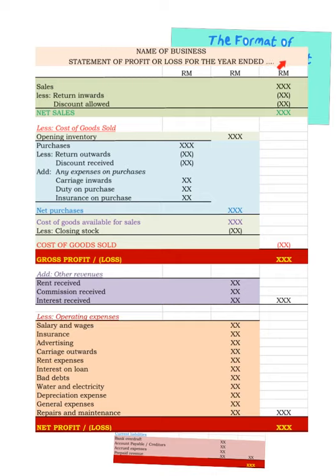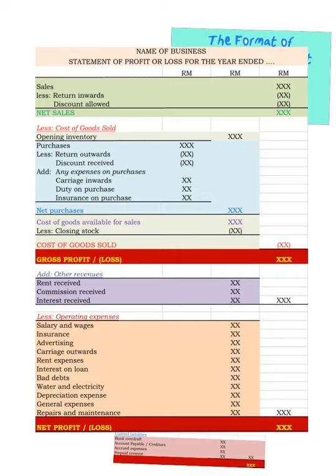What is the date that you need to prepare the financial statement? Normally it is the end of an accounting period, for example, on 31st December 2019 or 30th June 2019. Okay, so write down the date here. So the format will look like this: the name of the business, the statement of profit or loss for the year ended 31st December 2019, for example. So this is the first type of financial statement that you have to do, that is statement of profit or loss. In short, we call it SOPL.